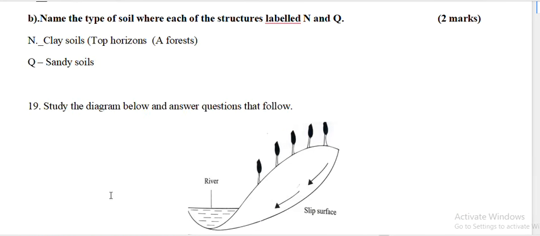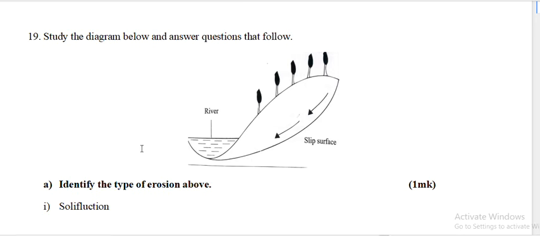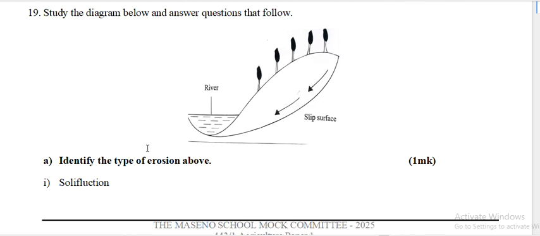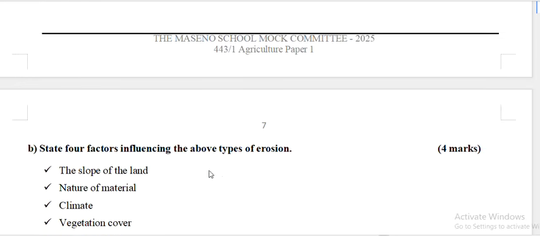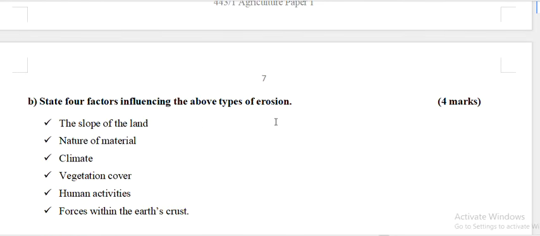Question 19. Study the diagram below and answer the questions that follow. Identify the type of erosion above, and that is solifluction. You can see the river, slip surface. State the 4 factors influencing the above type of erosion.